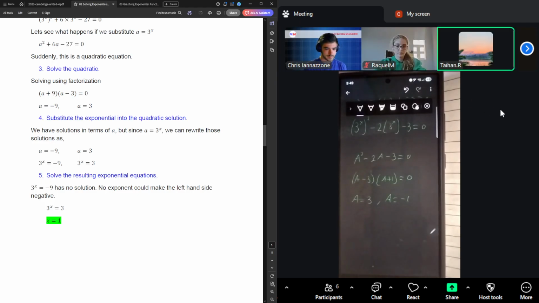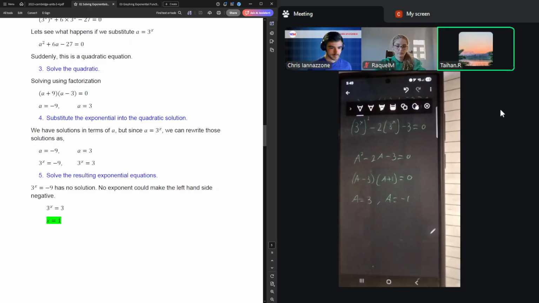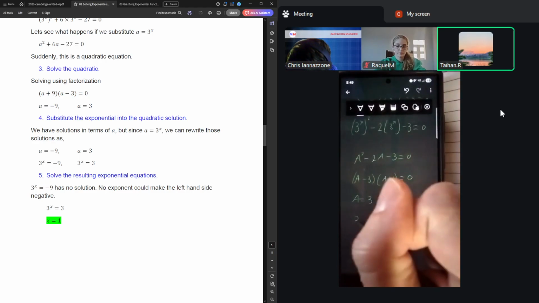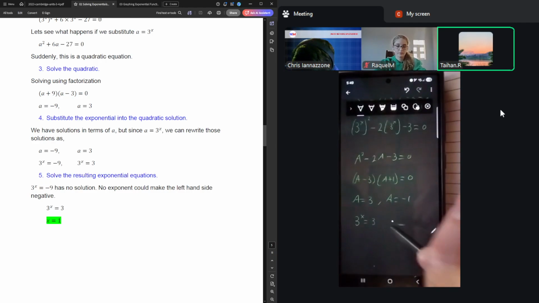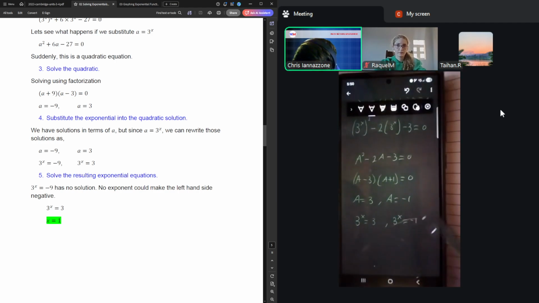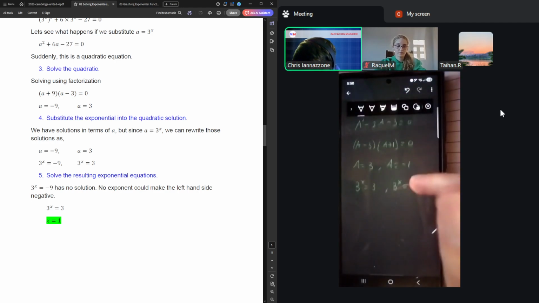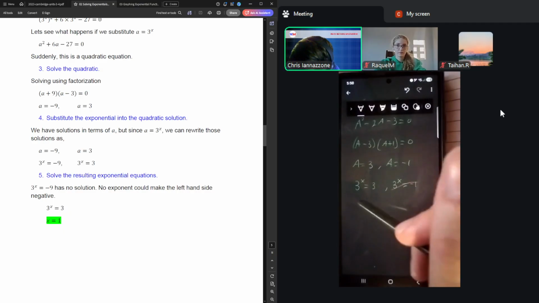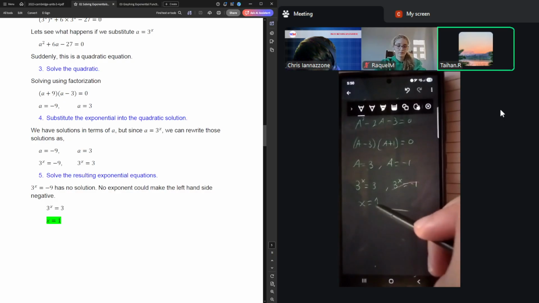But the only valid one here would be 3 to the power of x equals 3, because you couldn't have 3 to the power of x equal to negative 1. That's right. There's no value that would make this equal to negative 1. So we ignore that one entirely. And now this one has a pretty nice and easy solution, which is, yeah, x equals 1. Perfect.